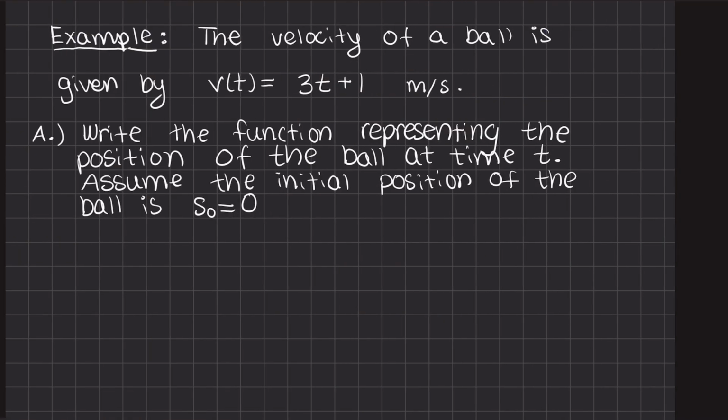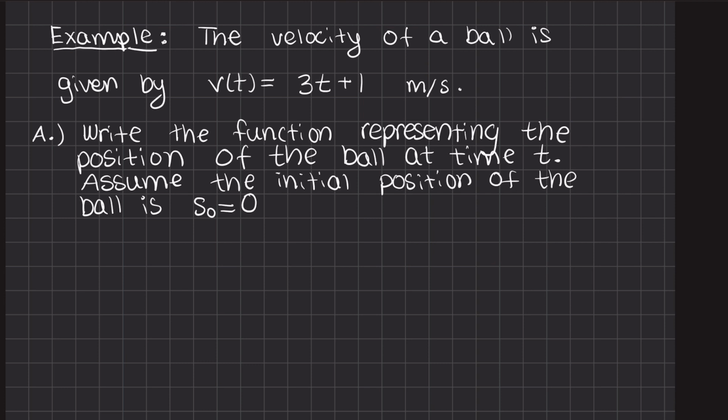The next problem is going to be an application problem with some physics. So we have the velocity of a ball given by v of t equals 3t plus 1 meters per second. In the first part of this problem, we're going to write the function representing the position of the ball at time t, and we're going to assume that the initial position of the ball is s equals 0.